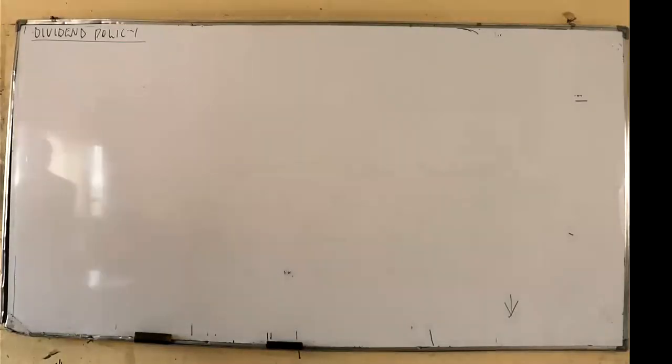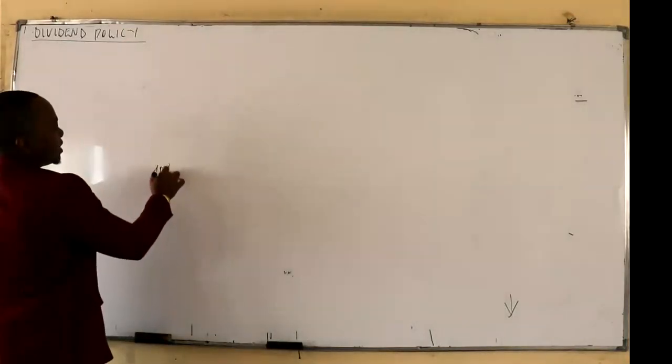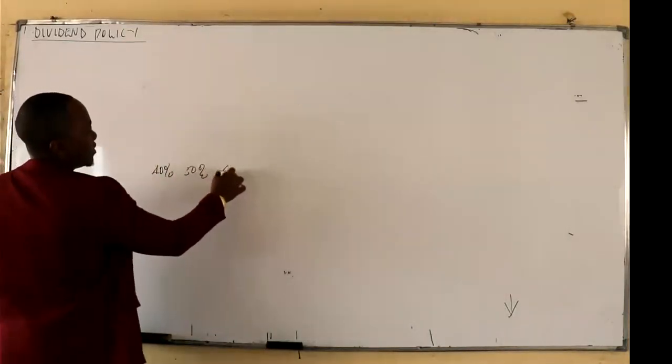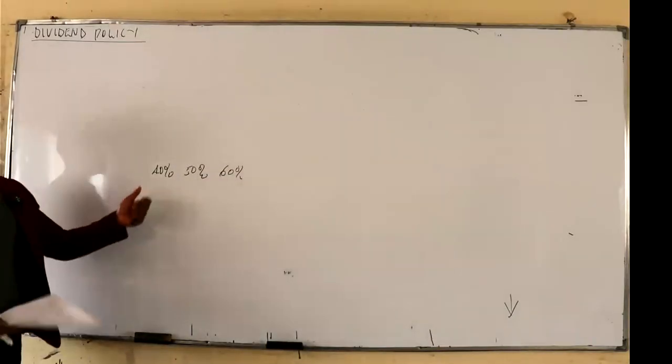So now let's discuss what I had shared with you, the one for dividend policy. Dividends are part of the earnings which are paid to the shareholders for the investment they have made in the company. What are some of the factors we consider when making the dividend policy? When the company decides whether to pay 40%, 50%, or 60% of the earnings as dividends, what are some of the factors that determine this choice?